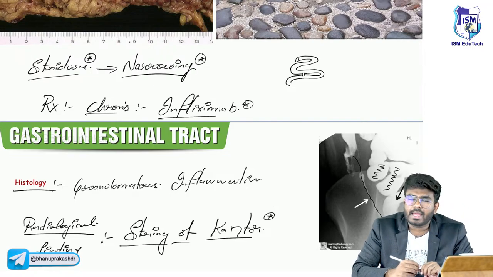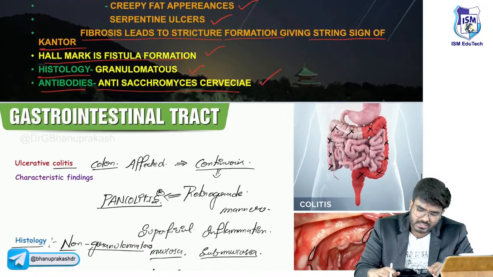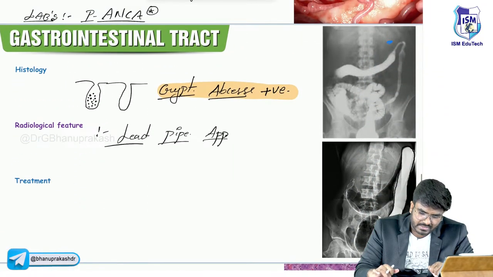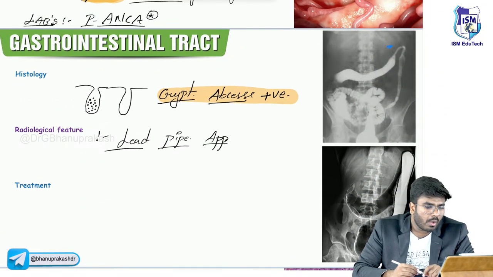Infliximab is the antibody that is used in the treatment of Crohn's disease. Now, can you tell me what is the treatment that is done for ulcerative colitis? Any idea?